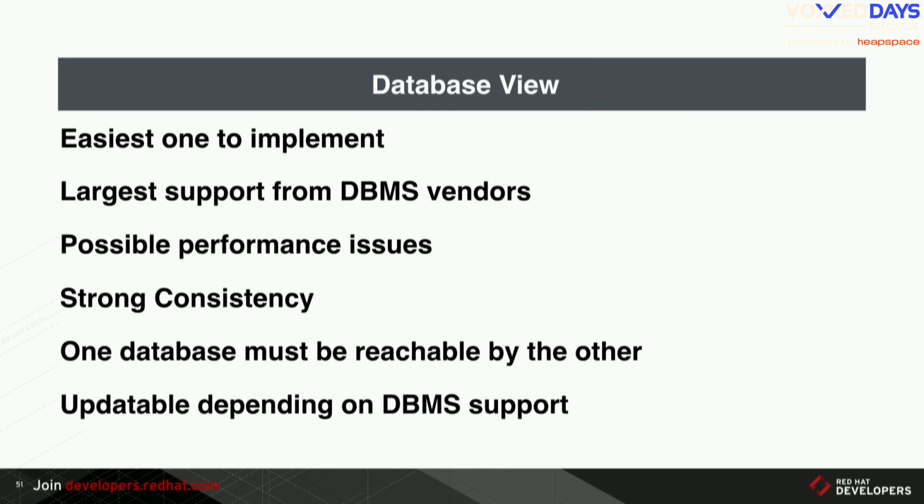Second integration technique, database view. It's the easiest one to implement. It has the largest support from a DBMS vendor. You might have possible performance issues. You also always have strong consistency. One database must be reachable by the other, which means that at least for Oracle, you need to create a DB link. And I know some DBAs are going to curse me for that. But I've seen people using that in production, and it works depending on your staleness requirements and your performance requirements.